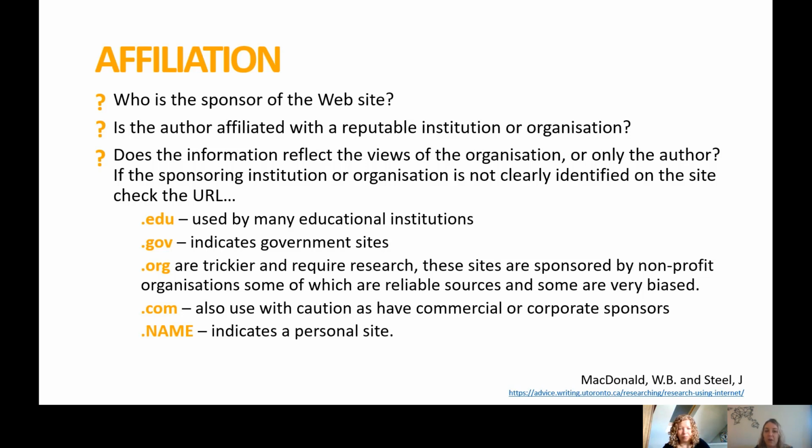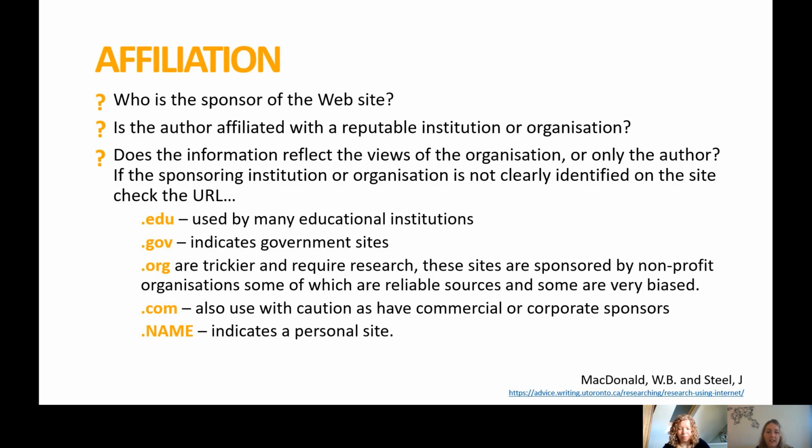Once you find out who that website is, then you need to look into that. .com, again, you're looking at caution because they often have corporate or commercial sponsors. So you're looking not only at the agenda of the author, but also why is it on that website? And .name indicates a personal site.